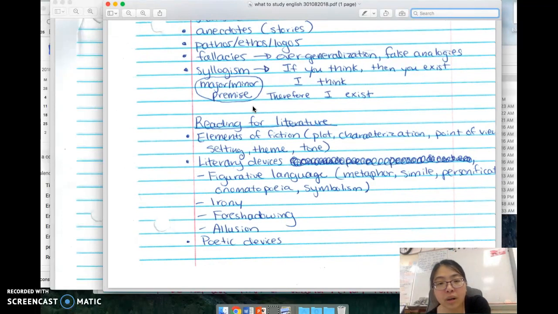For reading for literature, we're talking about elements of fiction that you can study, being able to find plot, characterization, point of view, setting, theme, and tone in a short story. Also, any literary devices like metaphor, similes, personification, onomatopoeia, symbolism, those types of figures of speech, maybe irony, verbal irony, dramatic irony, situational irony, any foreshadowing, any allusion, and some of the poetic devices that I put on Canvas for you to go along with your poetry packets.